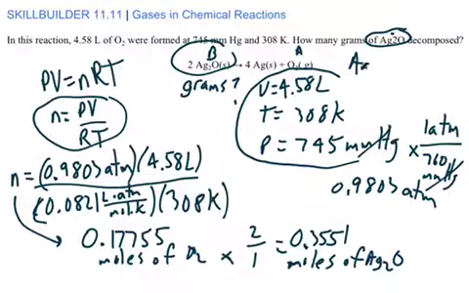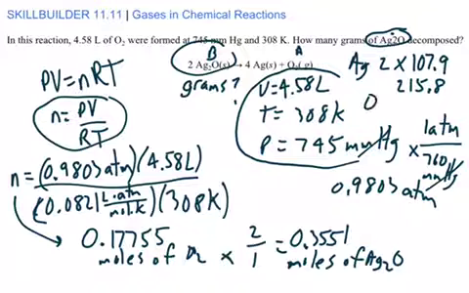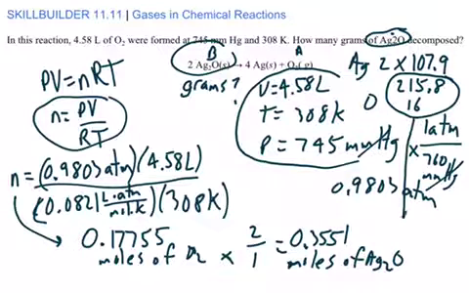Now, to go from moles to mass, we need to find the molar mass of silver oxide. Well, silver is, there's 2 of them. Each one is 107.9. That gives you 215.8. And there's 1 oxygen, so we're going to add 16 to that. So when you add these two numbers, the molar mass, which I'll write over here, is going to be 231.8.